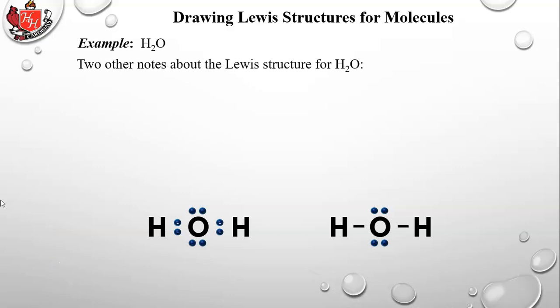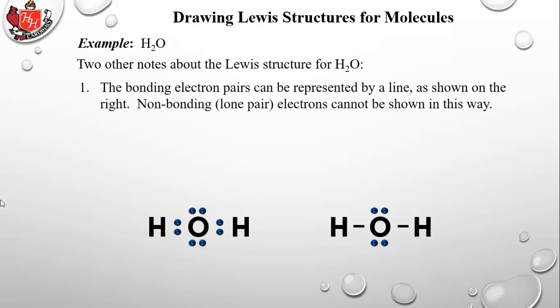Two other notes about the Lewis structure for H2O. One, the bonding electron pairs can be represented by a line. We've seen that before, and you can see that in the example on the right. The non-bonding lone pair electrons cannot be shown in this way. You cannot use a straight line for non-bonding electrons.